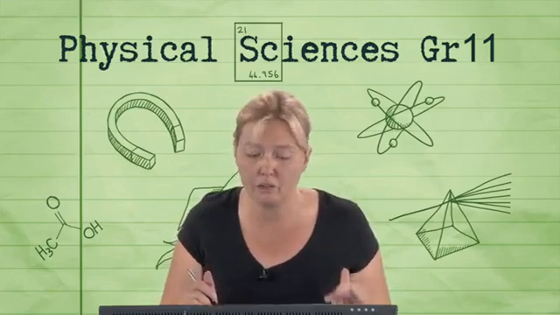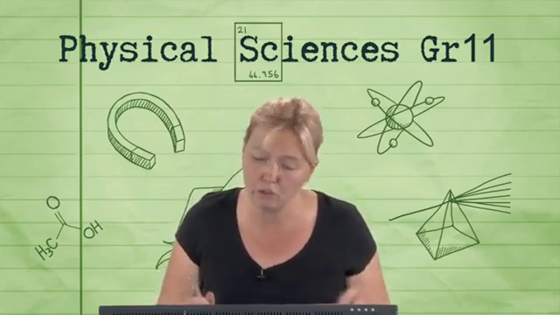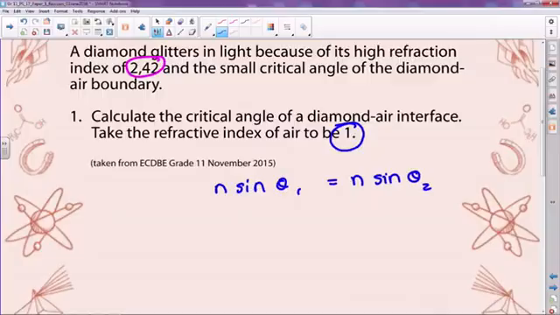Okay, you have to calculate the critical angle of a diamond air interface. You're given 2.42. You're given that n is 1, so n is 2.42, n is 1. You need to work out what the angle is. Okay, see what you can do. We'll check back together in 2 minutes, and your 2 minutes will start now.